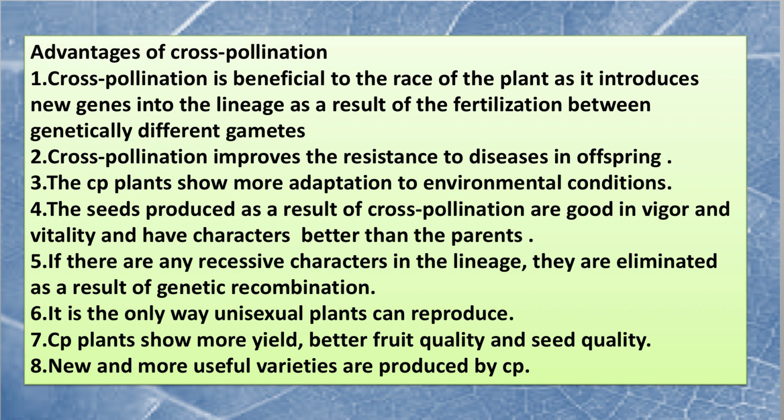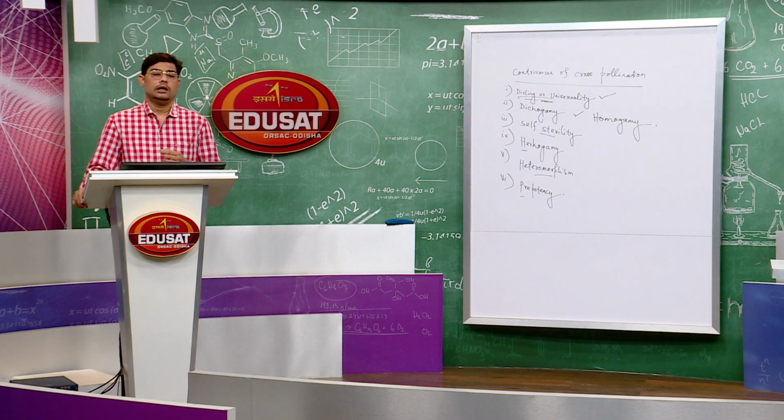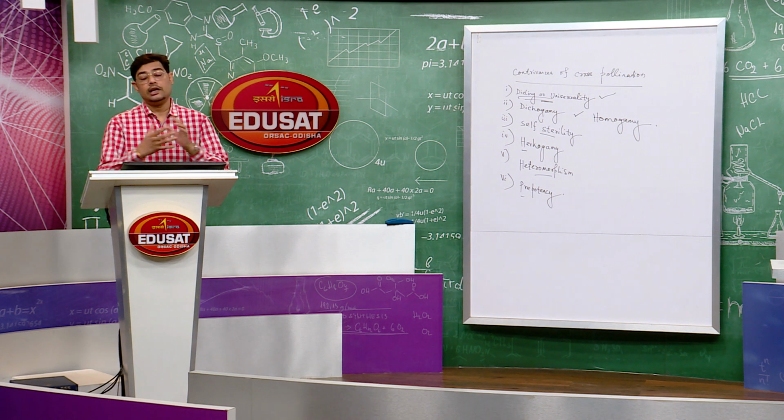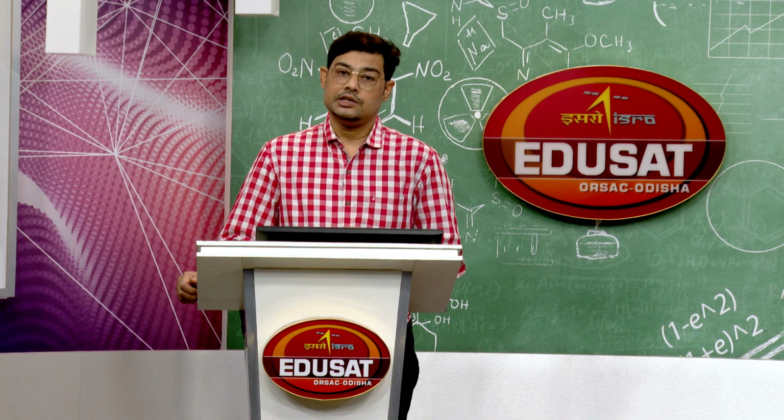and obviously a farmer is cultivating for more yield. So, the cross pollinated plants show more yield, this heterosis or hybrid vigor, and better fruit quality, better seed quality, and more useful varieties are produced by cross pollination rather than self pollination. And if there is any recessive character, then that recessive character is eliminated because of the genetic recombination seen in cross pollination. These are the advantages of cross pollination.